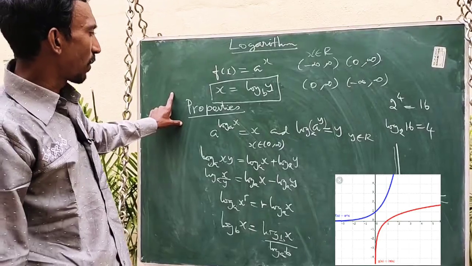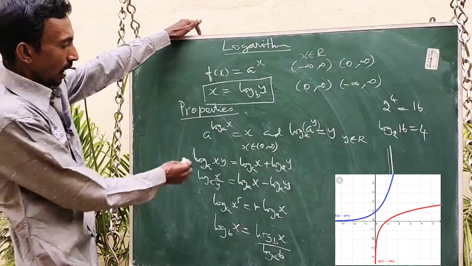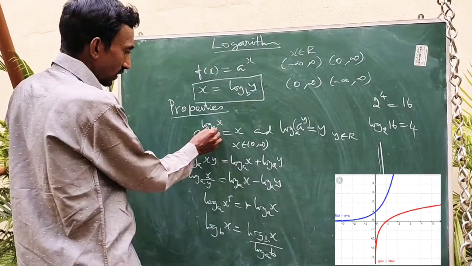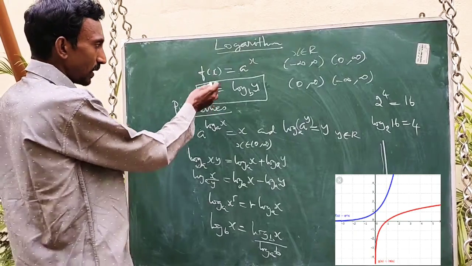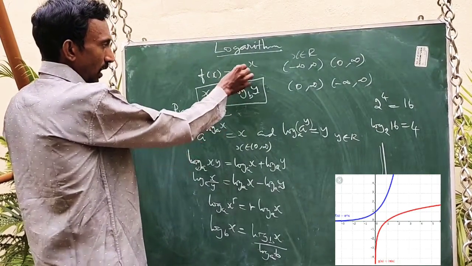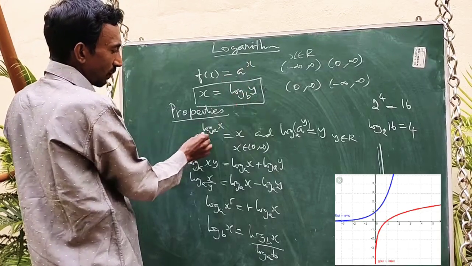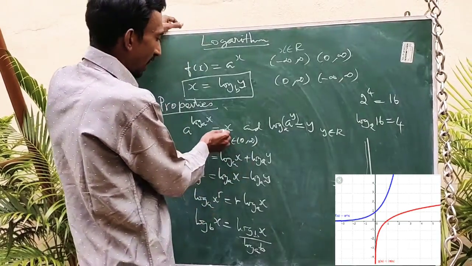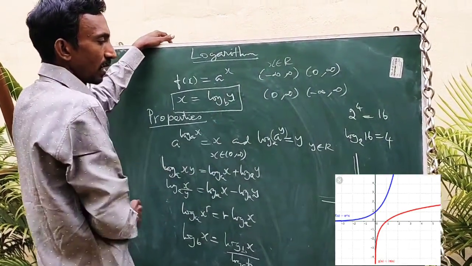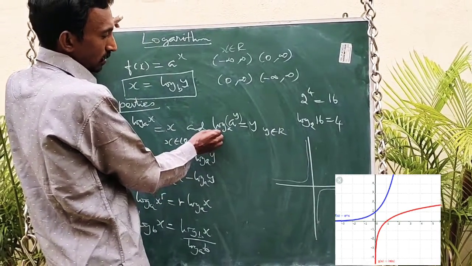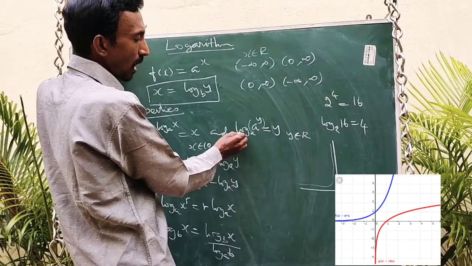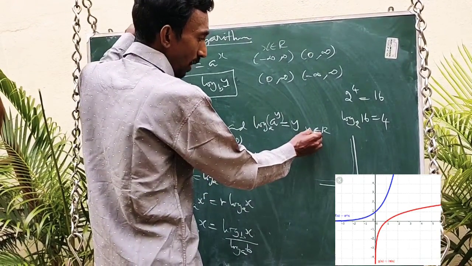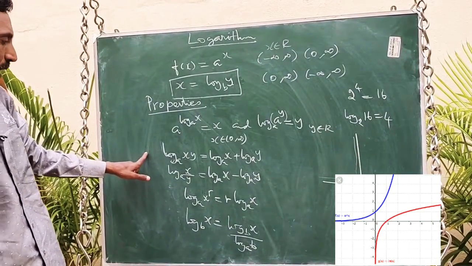Next, properties of the logarithmic function. a power log x base a is x. I just said that both are inverses. The inverse of the exponential is logarithmic, so we can cancel, and we get only x, where x belongs to 0 comma infinity. Also, log a power y base a is y, where y belongs to R.